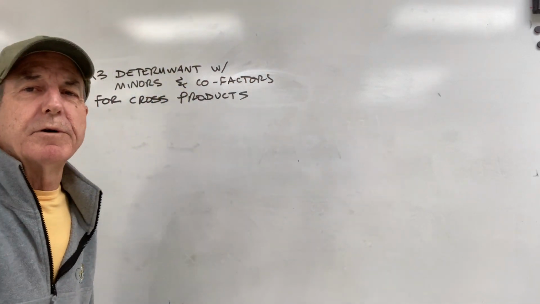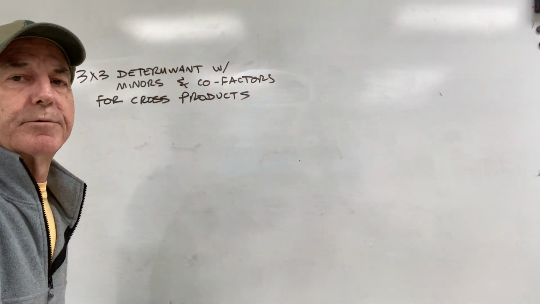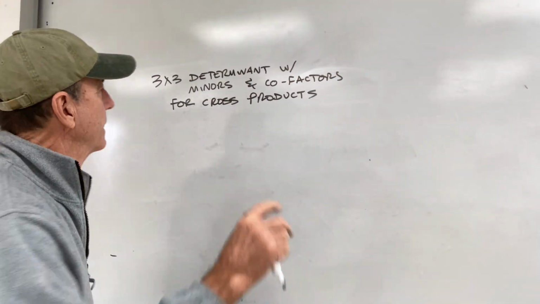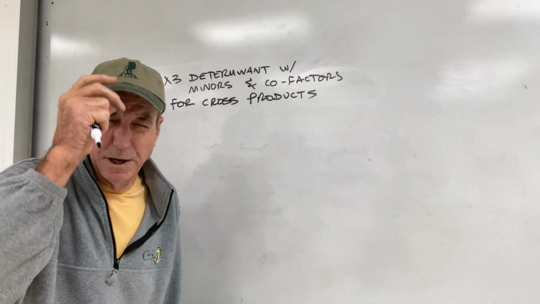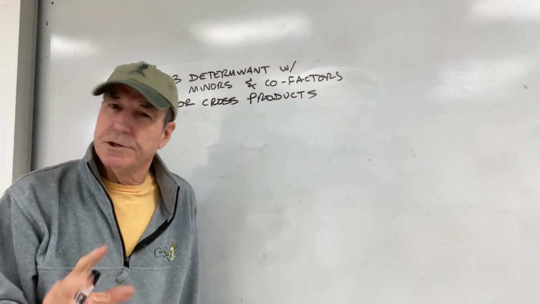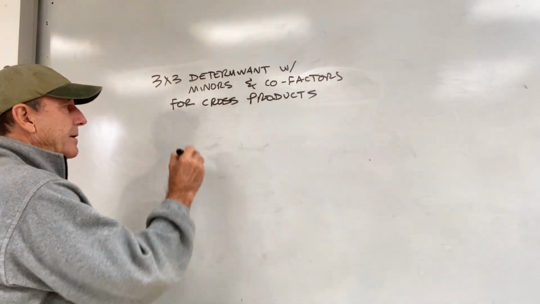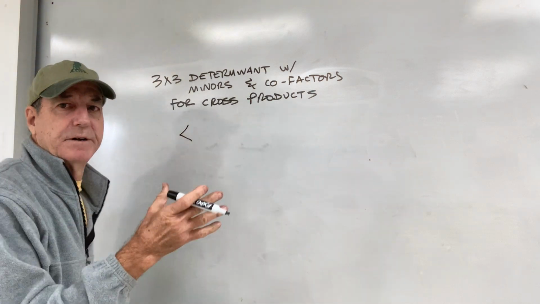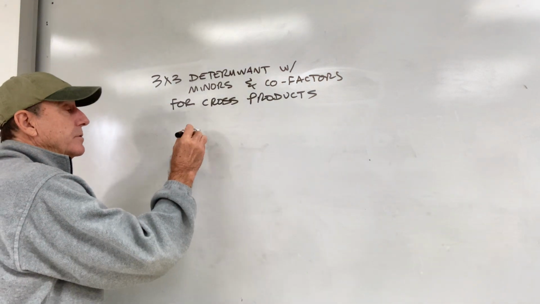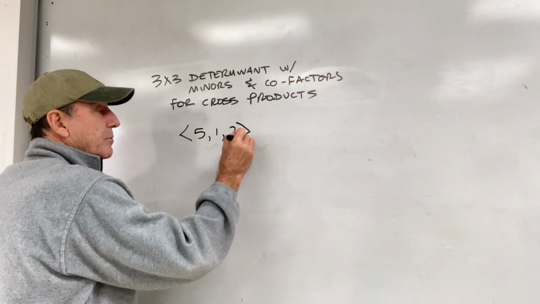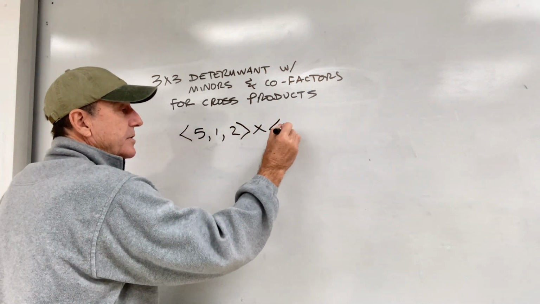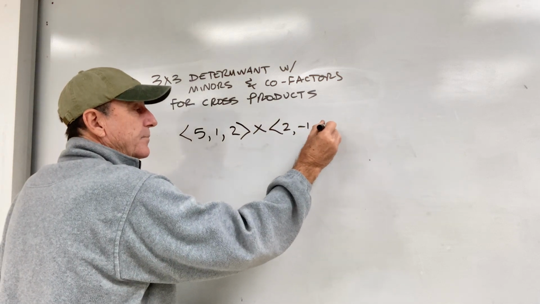Okay, this little video is on using the 3x3 determinant idea with minors and cofactors for cross products of vectors. We did cross products of vectors in the previous unit, just using the rule of Sarrus. Recall that if we had a couple of 3-dimensional vectors, let's say 5, 1, 2, and we're trying to cross it with 2, negative 1, 4.